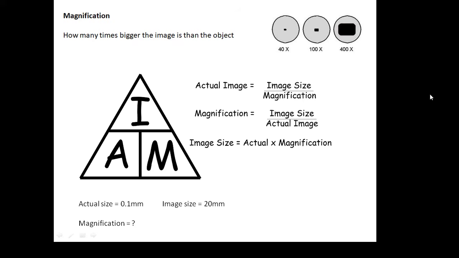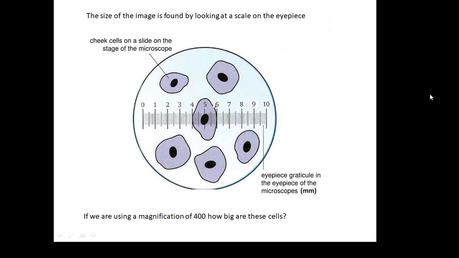For example, if the actual size is 0.1 millimeters and the size of the image is 20 millimeters, then your magnification would be 200, wouldn't it? Now, the size of the image is found by looking at a scale on the eyepiece. There's a thing on the eyepiece called a graticule, and it has a scale on it. Usually it needs to be calibrated.